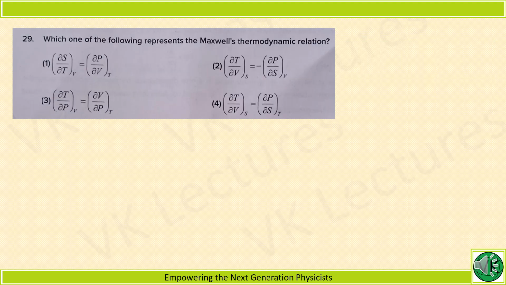Which of the following represents Maxwell's thermodynamic relation? The answer is option 2: dou T by dou V at constant entropy equal to minus dou P by dou S at constant volume.